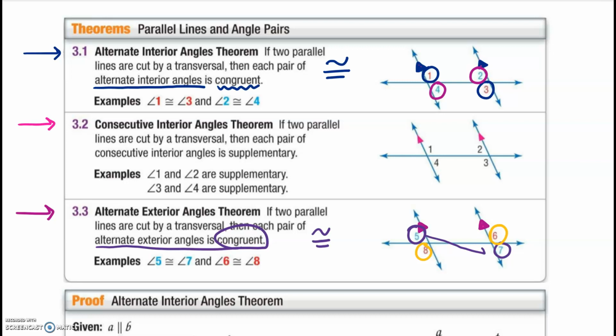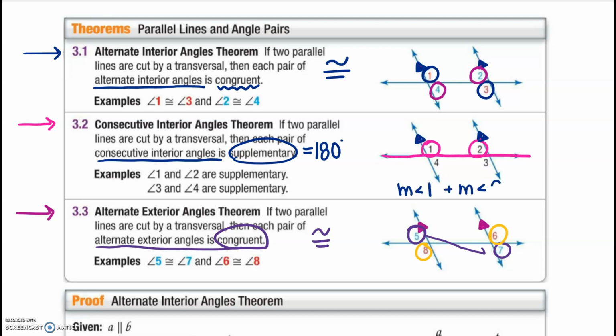Consecutive interiors are when you're on the same side of that line, of that transversal line. So if parallel lines cut the transversal, each pair of consecutive interior angles are going to be supplementary. So parallel lines, consecutive interior angles, supplementary, remember, 2 angles that add up to be 180 degrees. So I would have the measure of angle 1 plus the measure of angle 2 equals 180. I would also have the measure of angle 4 plus the measure of angle 3, because those are consecutive interior angles, are 180.